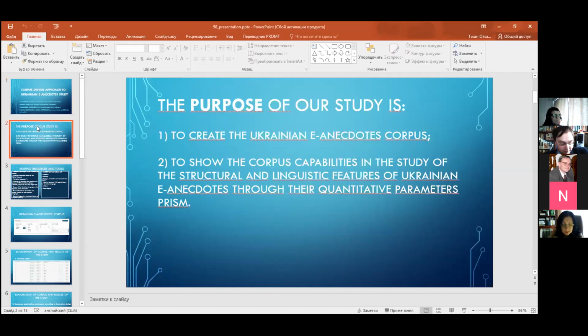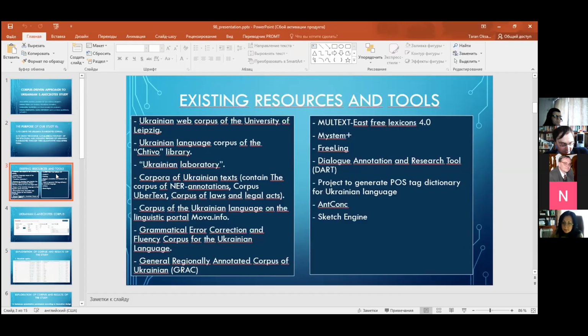The purpose of our study is to create the Ukrainian E-anecdotes corpus and to show the corpus capabilities in the study of the structural and linguistic features of Ukrainian E-anecdotes through the quantitative parameters prism. We have analyzed all the open corpora developed for the Ukrainian language, but none of them contain the anecdote subcorpus. And accordingly, there are no anecdote corpus-based studies, which emphasizes the urgency of this work.